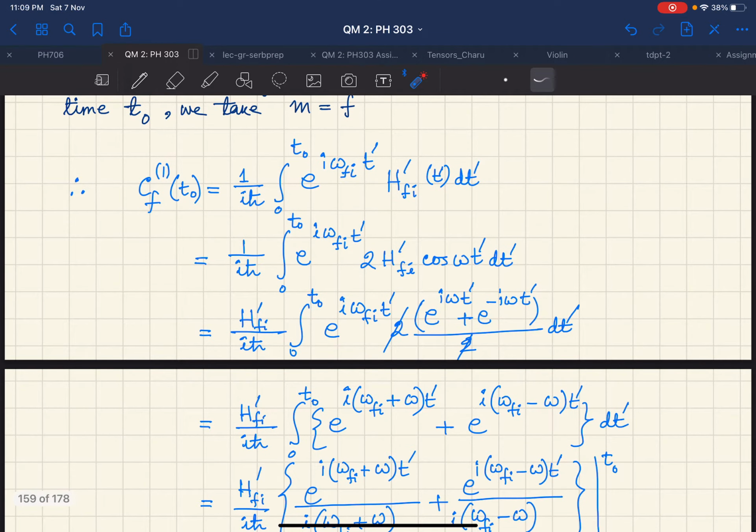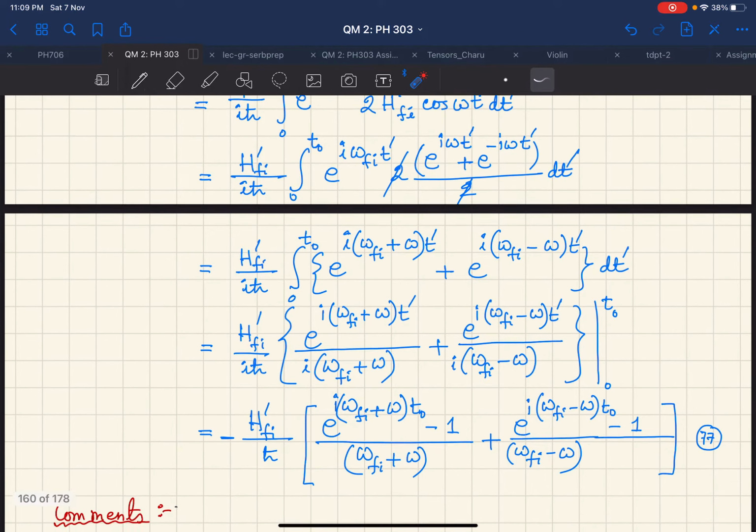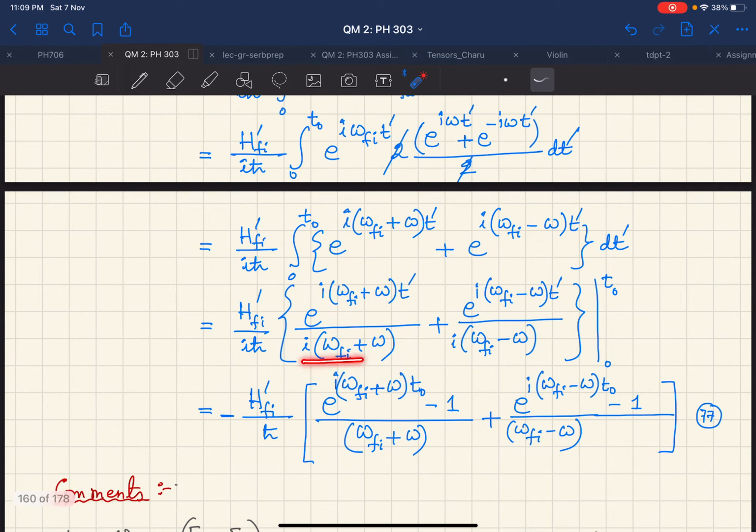Now, as you can see, I have said that this h prime_fi is time independent, therefore this h prime_fi goes out of the integral, and here you will have e to the i omega_fi t prime and then e to the i omega t prime. So that will give you e to the i (omega_fi plus omega) t prime. Similarly, the next term will be e to the i (omega_fi minus omega) t prime. And this integration is very easy to do, it's just an exponential function, so you know what the answer of this integration is. You just do this integration and then finally you put the limits. The result that you obtain is written in equation 77. That's very easy to figure out.